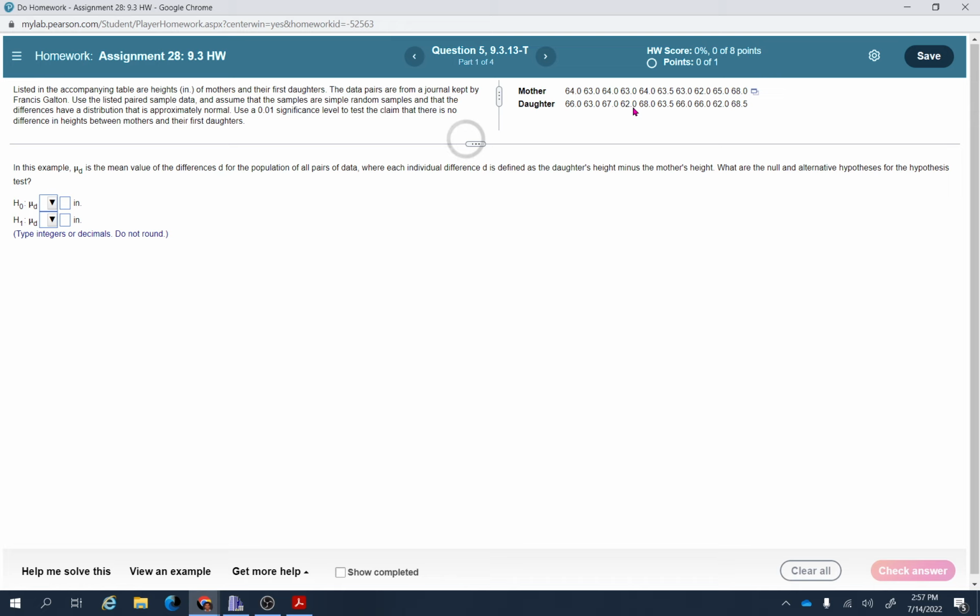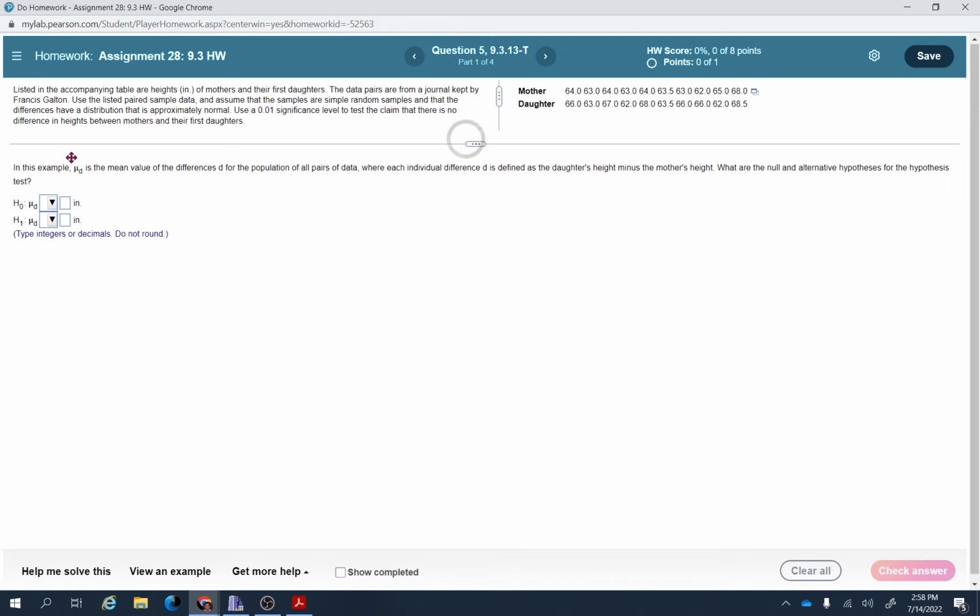Now we need to find out, and what else we have been given. Use the listed paired sample data and assume that the samples are simple random samples and that the differences have a distribution that is approximately normal. Use a 0.01 significance level to test the claim that there is no difference in height between mothers and their first daughter.